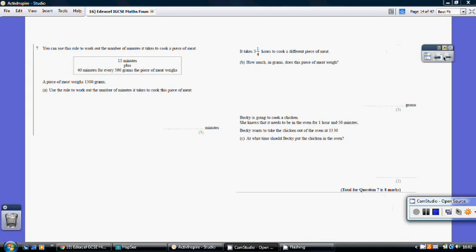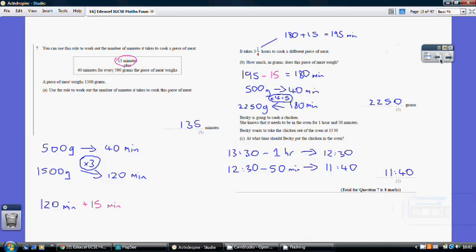Question 7. So for part A, a piece of meat weighs 1,500 grams. Work out how long it takes to cook. So let's first of all look at the variable bit, the bit that's not fixed. We're told that every 500 grams requires 40 minutes of cooking. So write that down as your opening statement to help you work out the proportions.